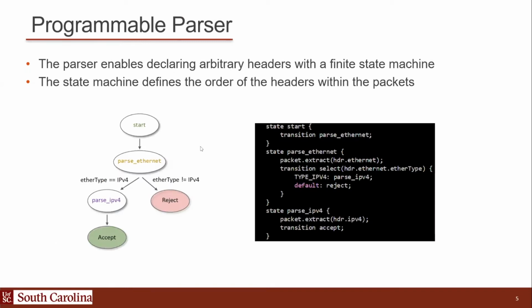So how can we write this parser? We have to always start by the starting state, and it's called start. So you define that. You transition from one state to another by using the transition keyword. And then basically you would decide which state you want to go to next based on some fields that you have in the current header. Okay. In this case, we are saying let's look at the etherType value. If it is equal to IPv4, then we go to the parse_ipv4 state. Otherwise, we can reject.